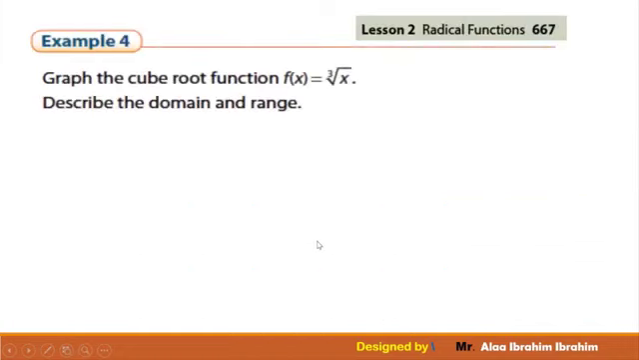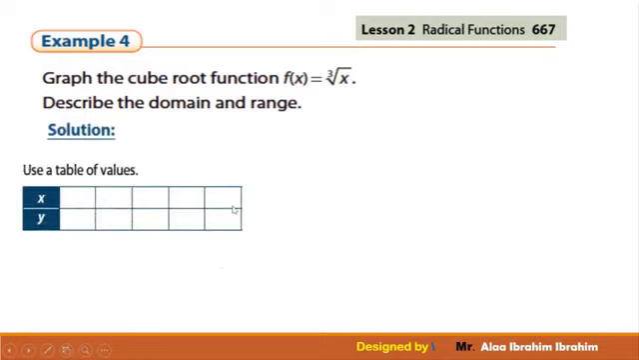Now we're going to page 667. I deal with cubic root. Cubic root takes anything, positive or negative. But try again to be smart and take any number that has a cubic root. So we have special numbers. I gave them to you before, you have to remember. Okay? So I have to describe the domain and range, meaning find the domain and range. Now we're going to the solution.